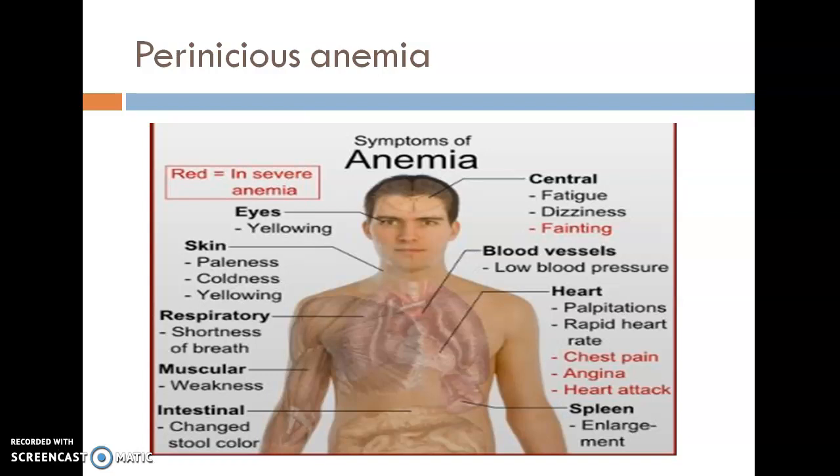Now coming to pernicious anemia, we had already discussed that cyanocobalamin needs an intrinsic factor, Castle's intrinsic factor in the stomach for its absorption. Castle's intrinsic factor is a mucopolysaccharide secreted by the parietal cells of gastric mucosa. It is essential for the absorption of vitamin B12.